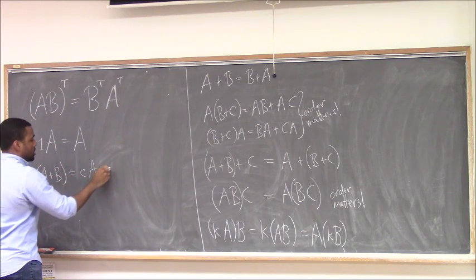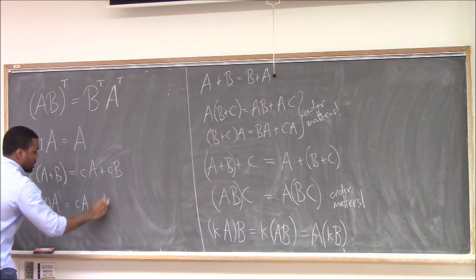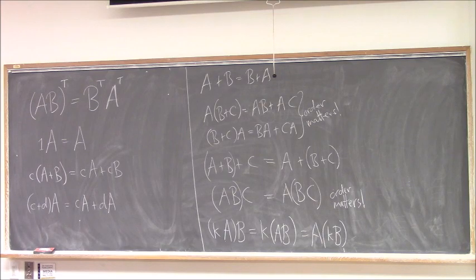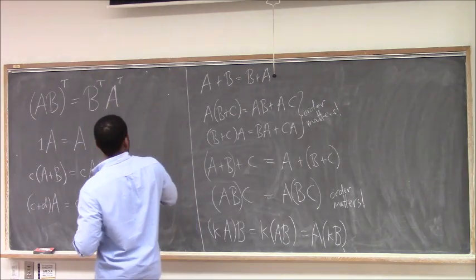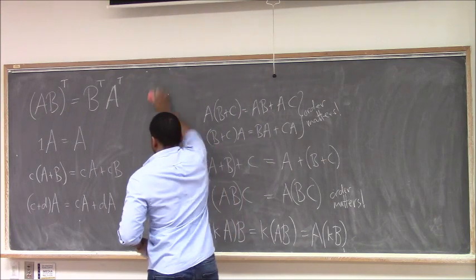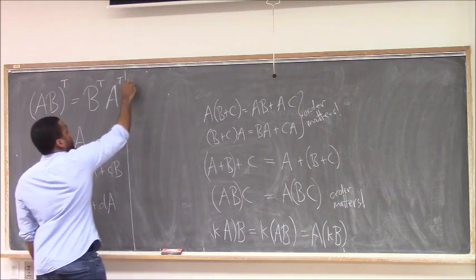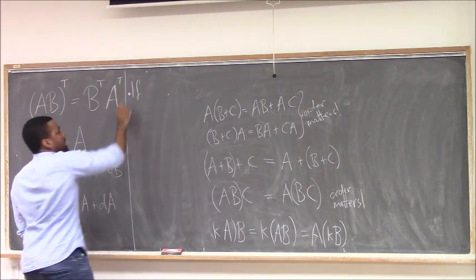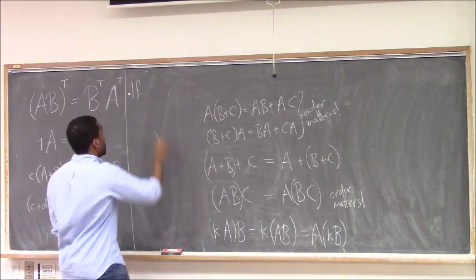Scalars distribute across sums, so that still works, as well as sums of scalars distribute as well. Now, I spoke about the cancellation law for matrices. It's not true. You can't divide by matrices. But if a scalar is involved, you can.